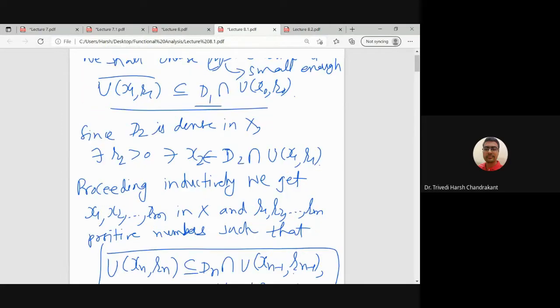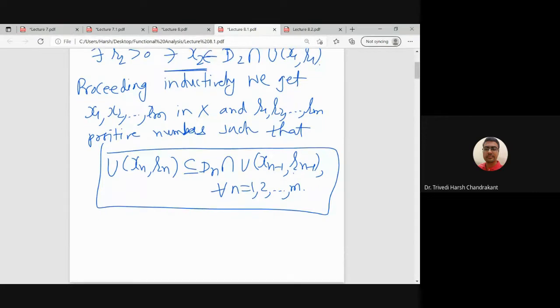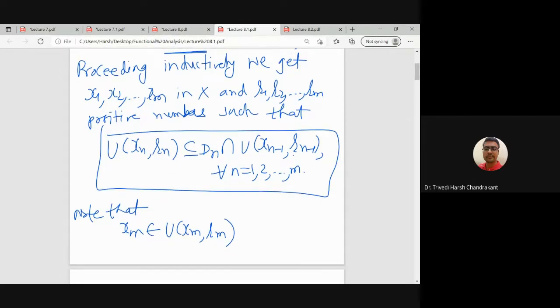So for 2 we have done first, and then we will do it for 1, 2, up to m, where m is a natural number. Note that Xm belongs to this disk. Basically, corresponding to Xm, the radius is Rm, and this set is contained in Dn.